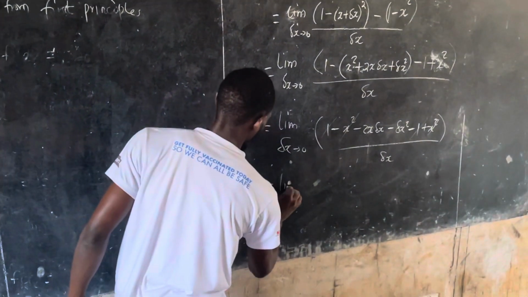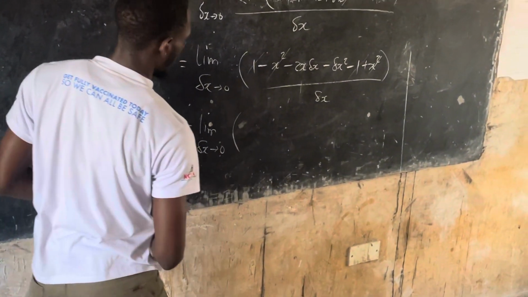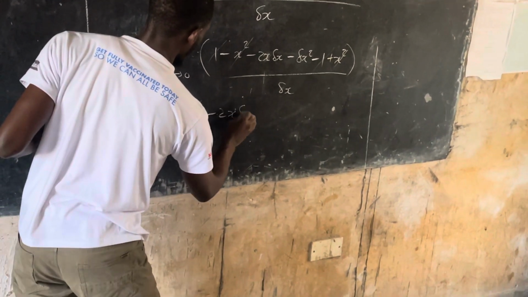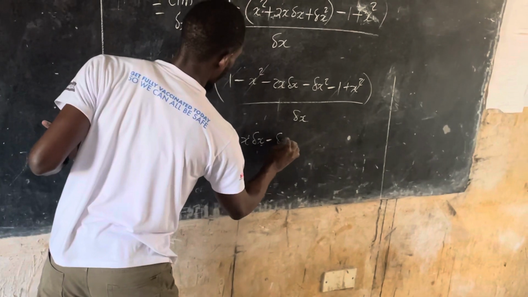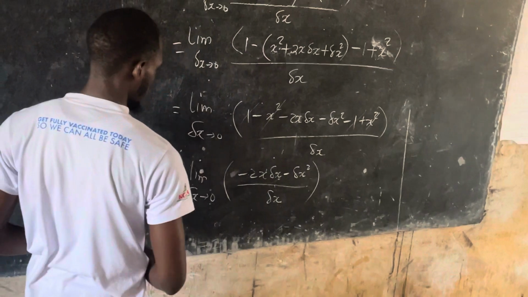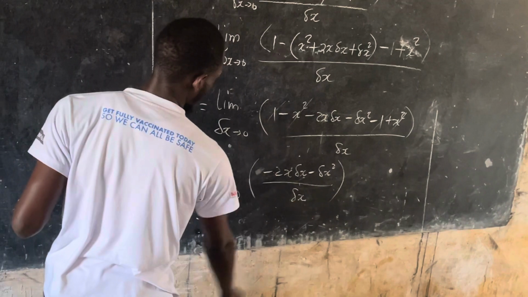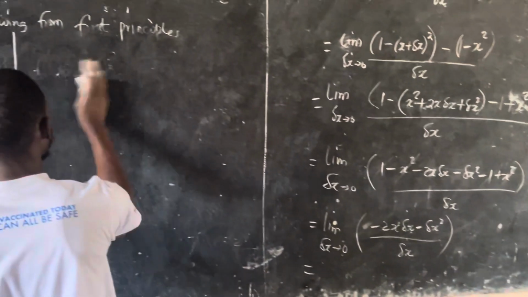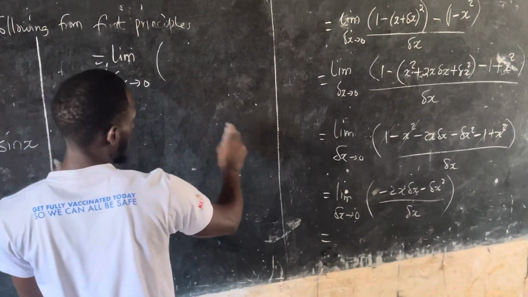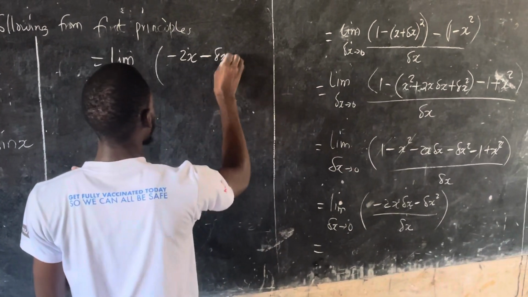Then I'm remaining with the limit as delta x tends to 0, and I have remained with negative 2x delta x minus delta x squared. All of this is divided by delta x. So what we are going to do is divide by delta x on each term. So I'll remain with the limit as delta x tends to 0 of negative 2x then minus delta x.